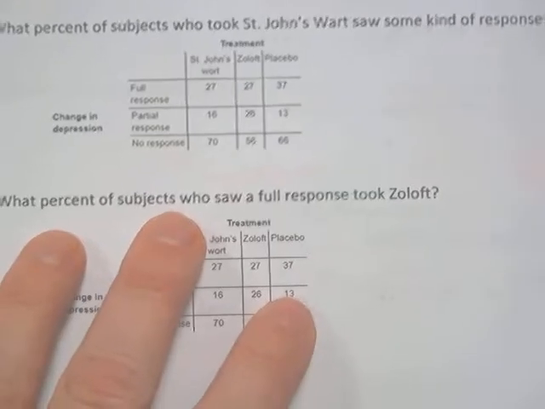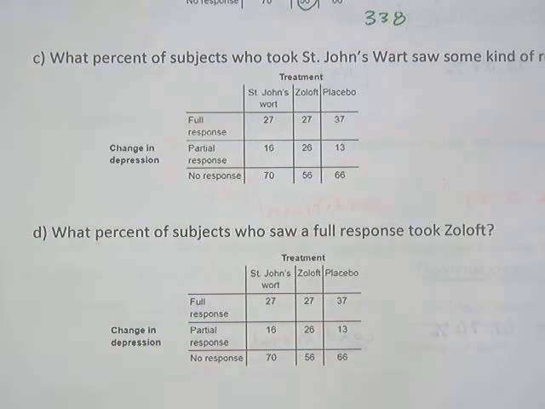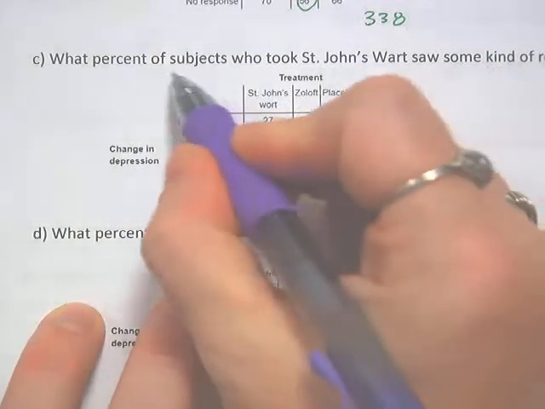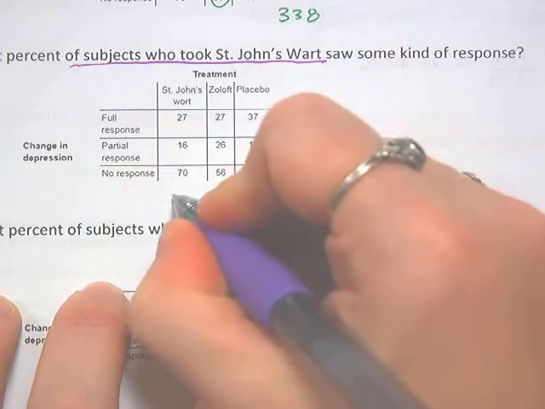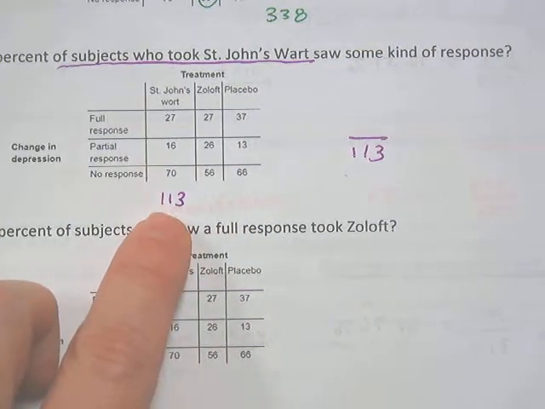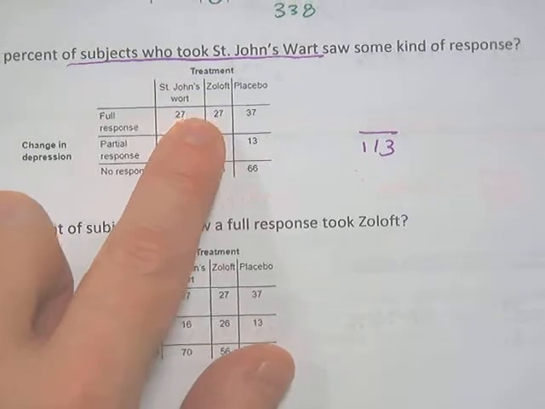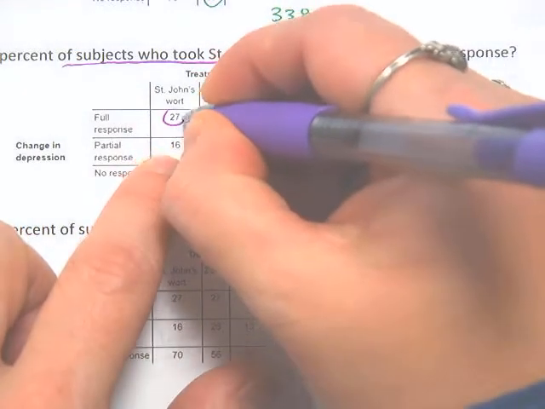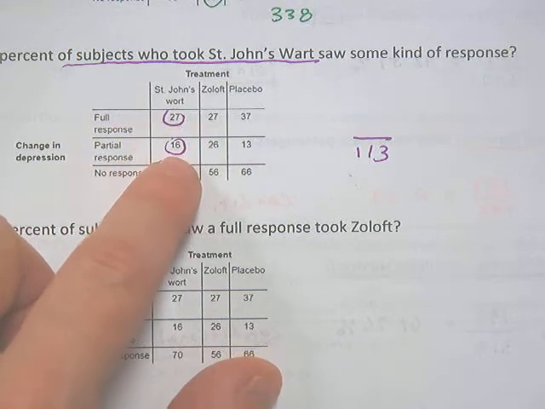Part C. Let's see if you got this right, because this is a little different than the ones in the notes that we've looked at. What percent of subjects who took St. John's wort, so out of everyone who took St. John's wort, so 113 people, saw some kind of response? Well, what this means is I need to take into account the people who saw a full response and people who saw a partial response. That's some kind of response.